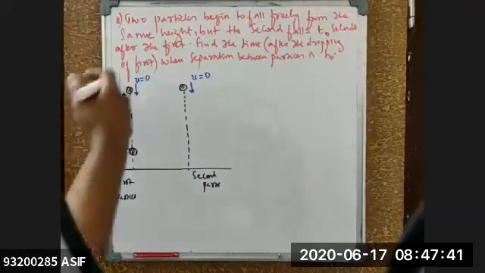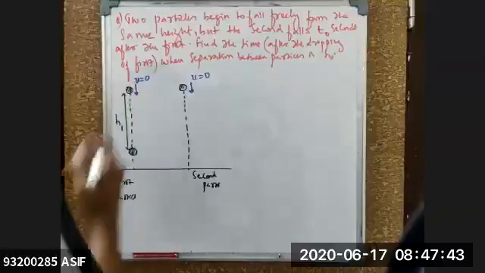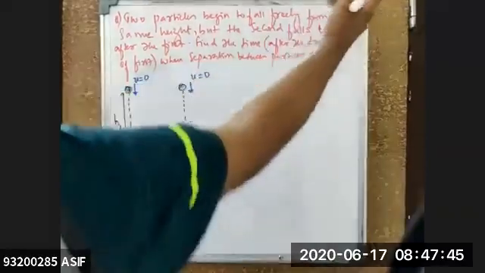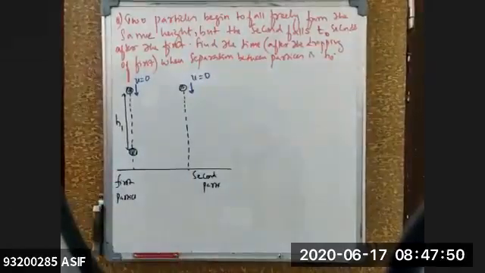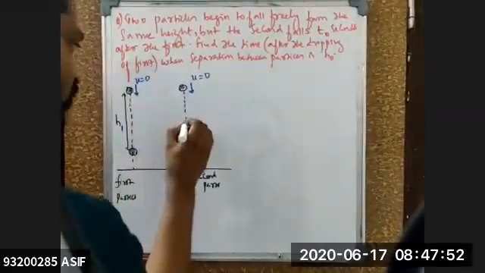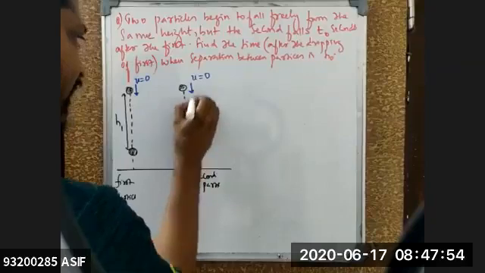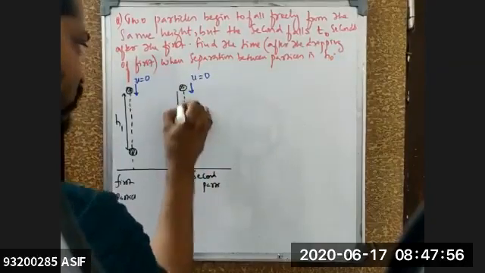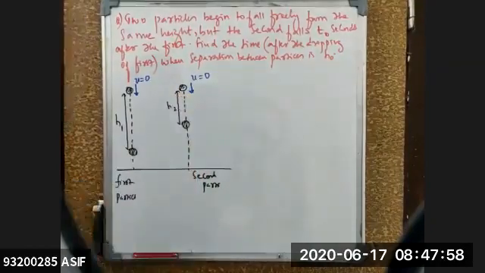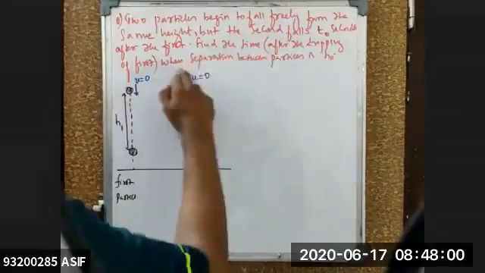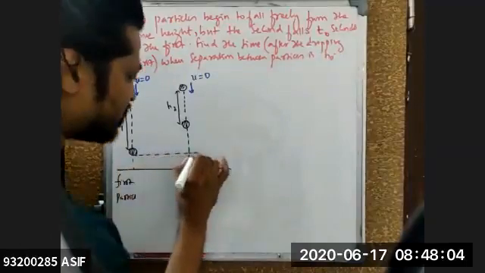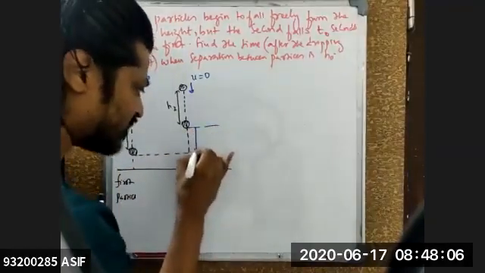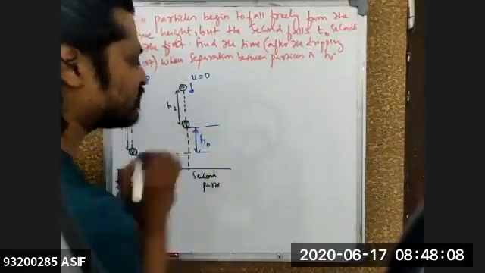Say the first particle takes a certain time to reach the value of h1. The second falls t0 seconds after the first one has been falling. That means this ball is somewhere here right now, and it will travel a distance of h2. Find the time when the separation between them, the distance between the first one and the second one, is given as h0.